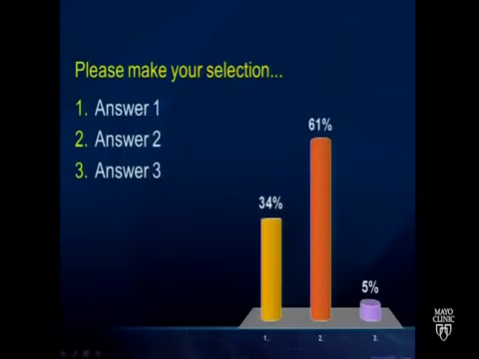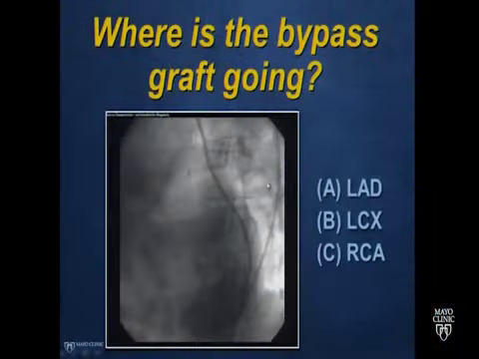Okay, so the correct answer is B. So this is a circumflex graft. Now how do I know that? Spine is on the right, ribs going down to the left. This is an LAO, left anterior oblique projection.